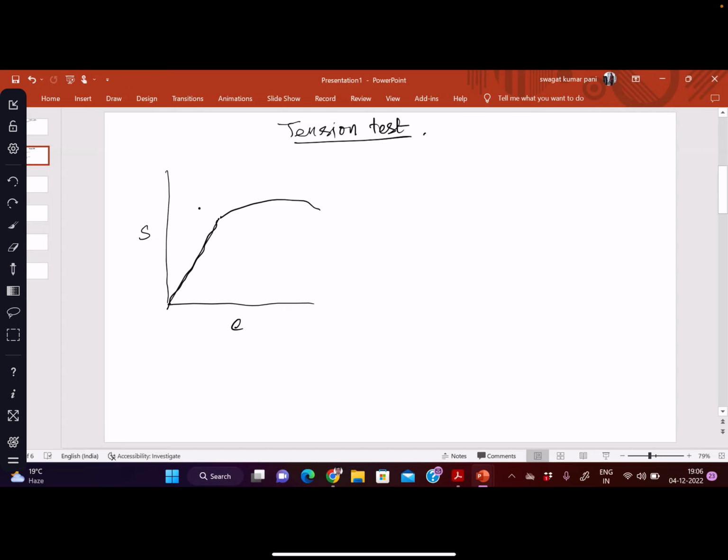So this is how generally a tension test curve looks like. If we take stress versus strain, engineering stress versus engineering strain, this is a straight line and the slope is called Young's modulus. So what are the different parameters?